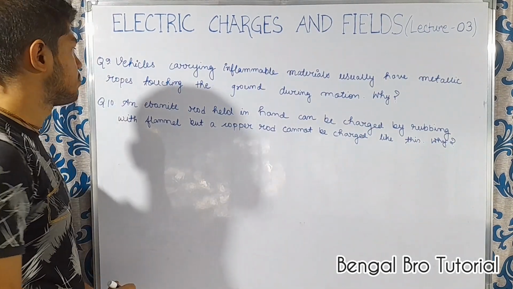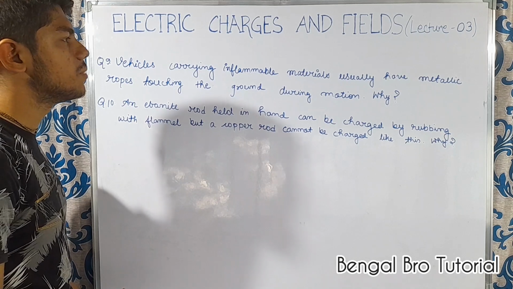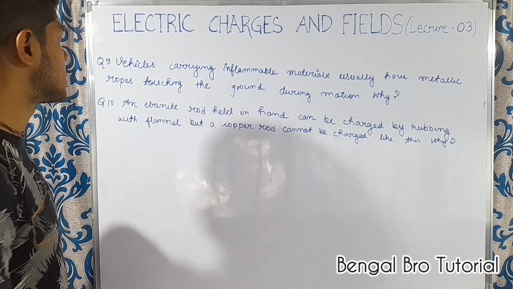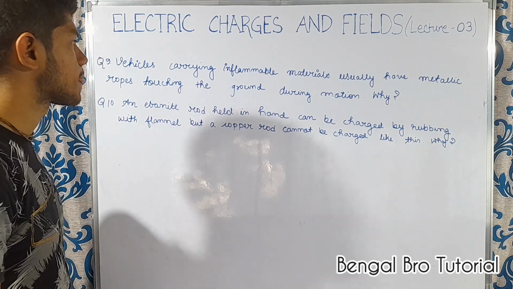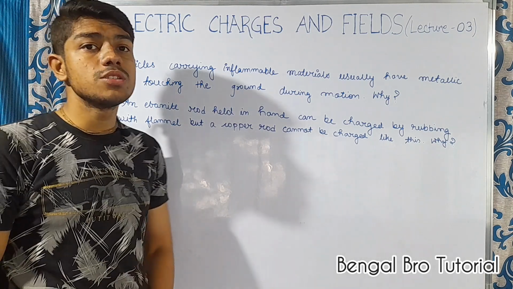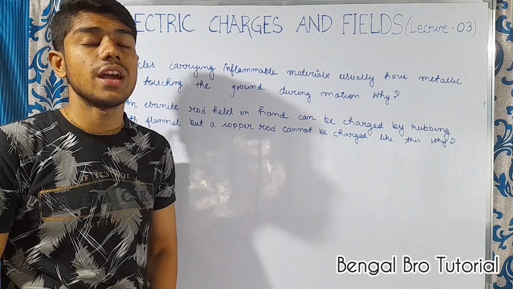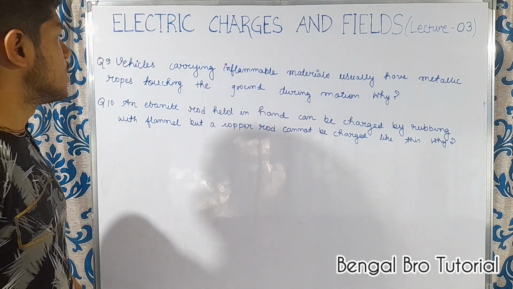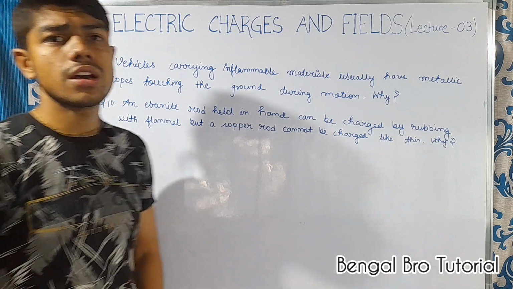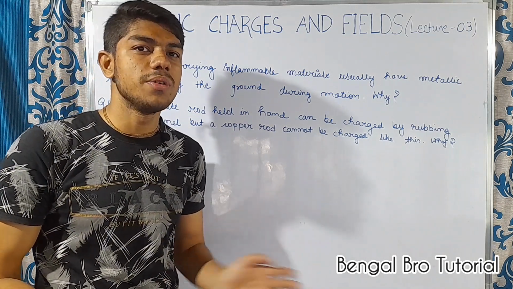Question number 9. Vehicles carrying inflammable materials usually have metallic ropes touching the ground during motion. Why? Inflammable materials means those materials that can catch fire very quickly, like petrol and diesel. And you can answer this question using the concept that we have used for the previous question only.